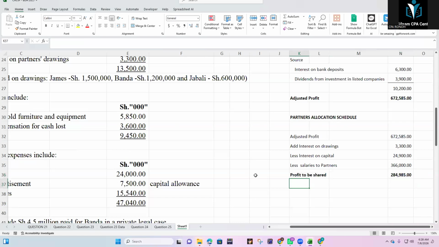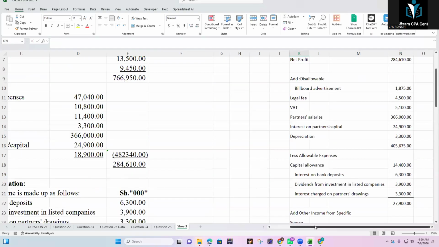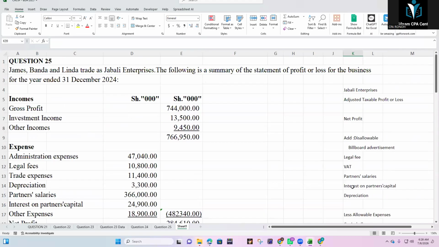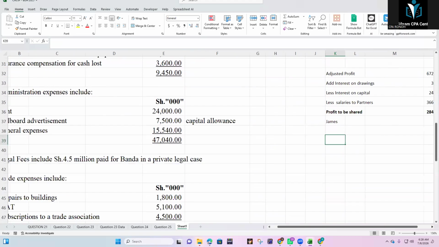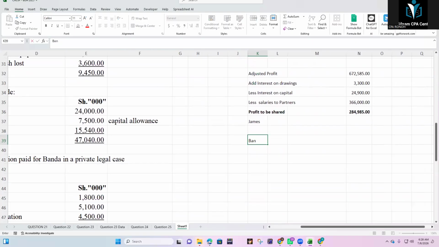Now we share among these 3 partners: James, who else? Banda and Linda. Linda Mwananchi. So what was the ratio? 2 to 1. That's the ratio. So we'll have 2 over 5 multiplied by 24,985. Still have the same for this.